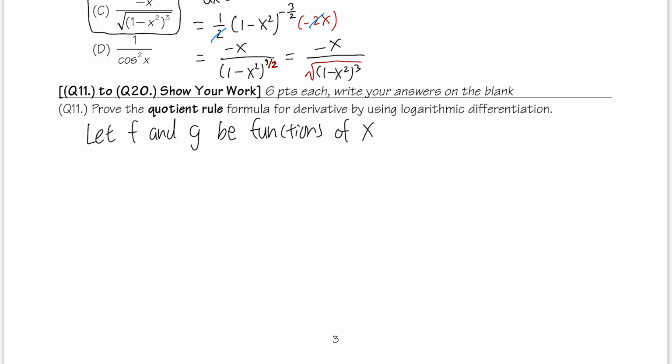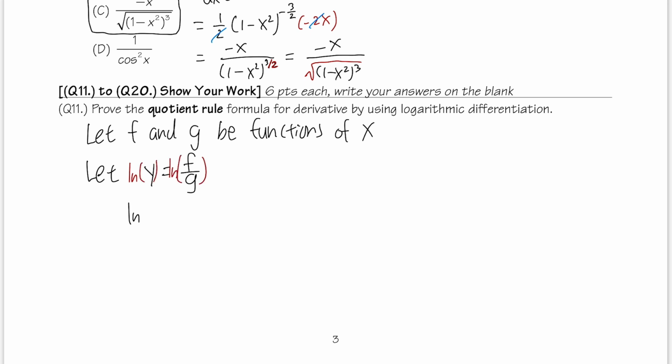So I'll just assume that they are nice. All right, so we can say let y be equal to f over g, and then of course follow the steps. We will be using logarithmic differentiation, meaning we take ln both sides first.